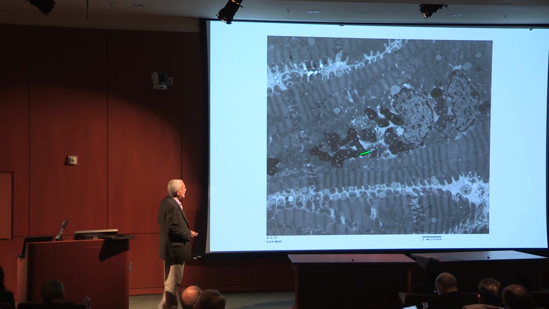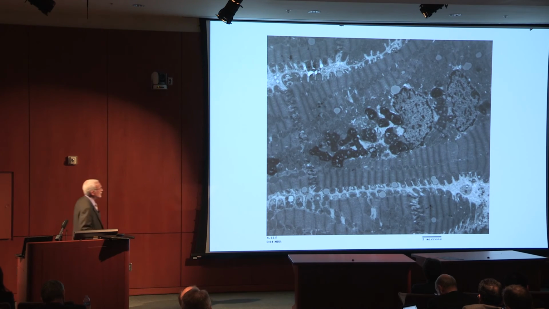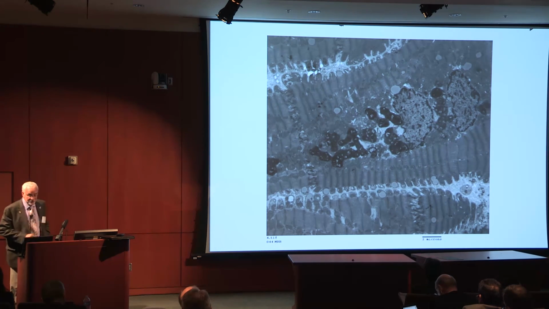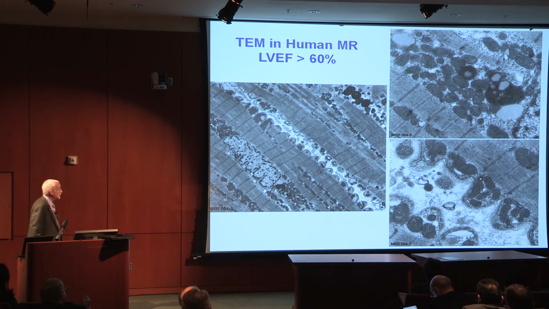Lipofuscin accumulation in a 35-year-old, which is markedly abnormal. It's usually the aging pigment of the heart. A lot of triglyceride droplets, a lot. And just a total disorganization of the sarcomeric structure. The I-band is blunted. Many ultrastructural abnormalities. And this is a patient, in fact, all of our patients had EFs greater than 60%.